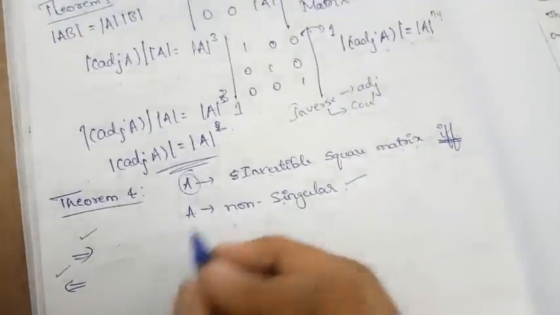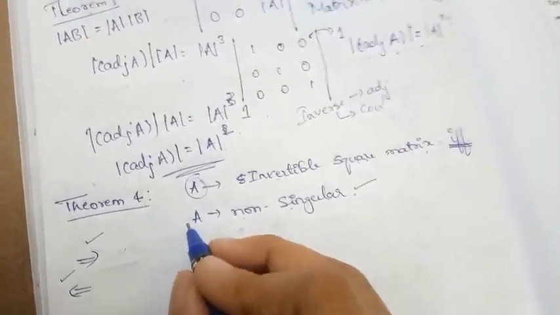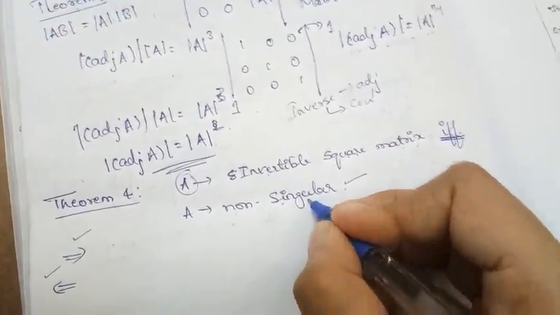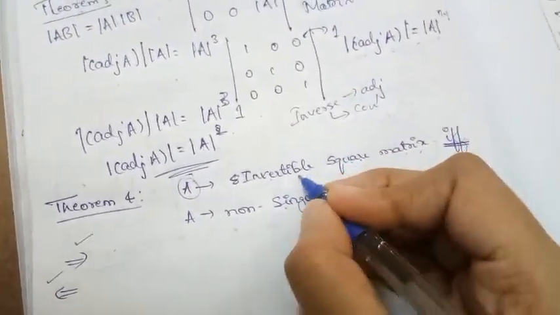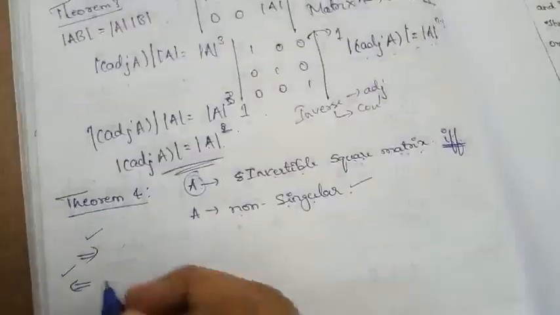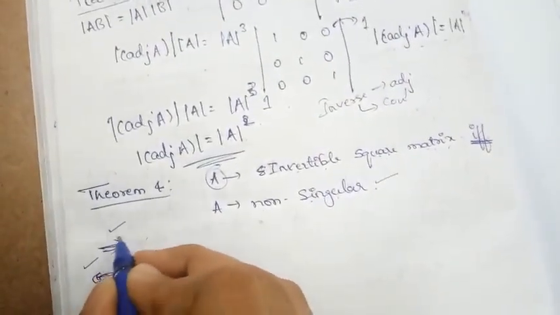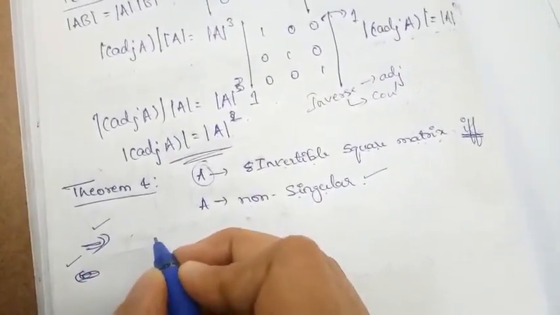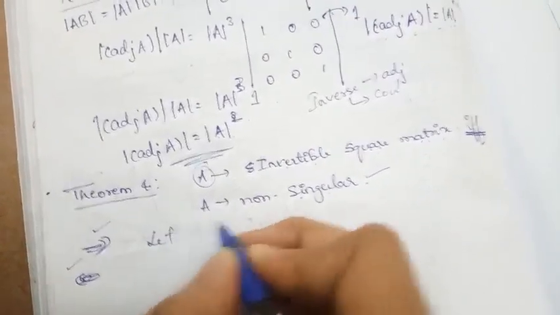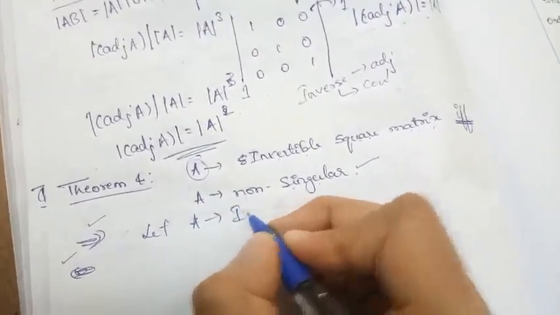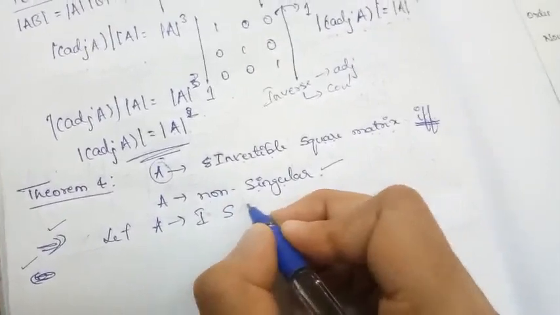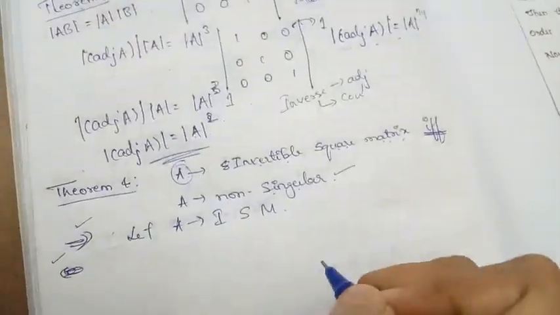What is the converse? There we are assuming A is a non-singular matrix and we need to prove that A is an invertible square matrix. So first thing, let us prove the direct part. Here we are assuming that A is an invertible square matrix.